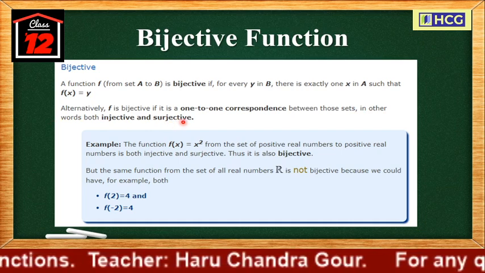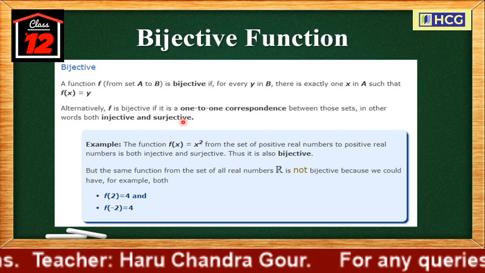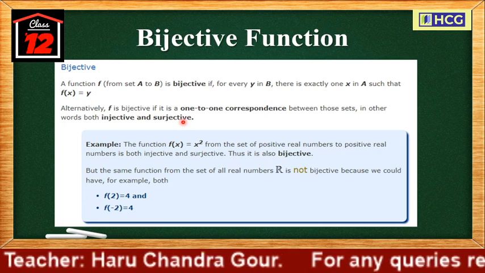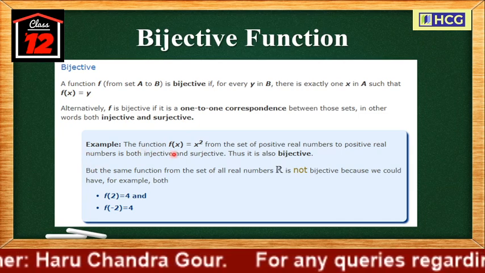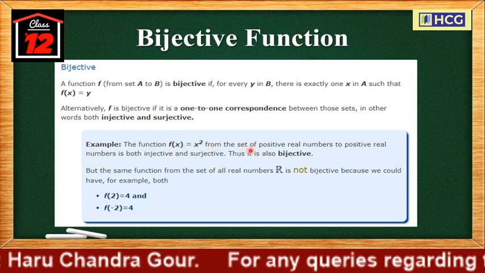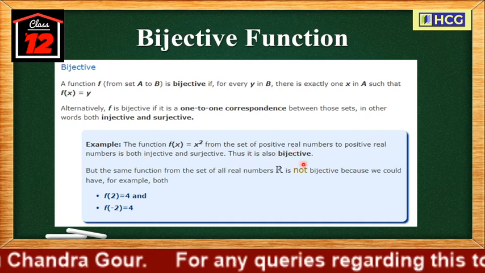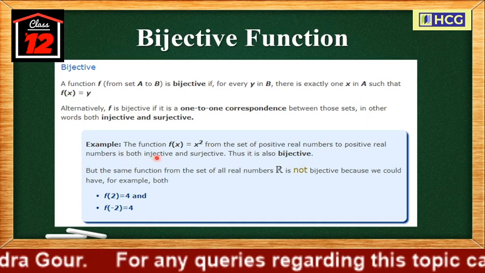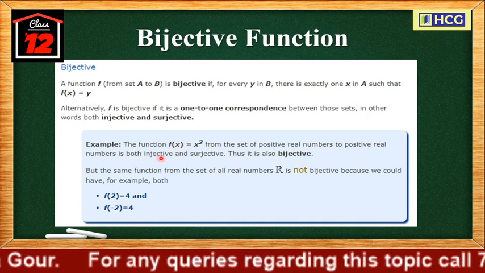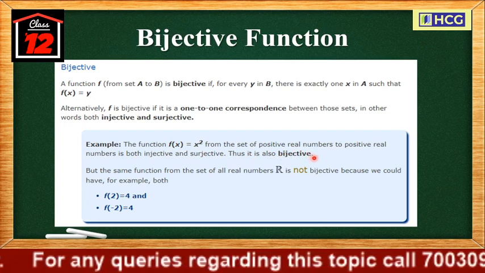When a function f is injective and surjective, then the function is called bijective. Now example. The function f(x) equals x square from the set of all positive real numbers to positive real numbers, R plus to R plus, is both injective and surjective. So thus it is bijective.